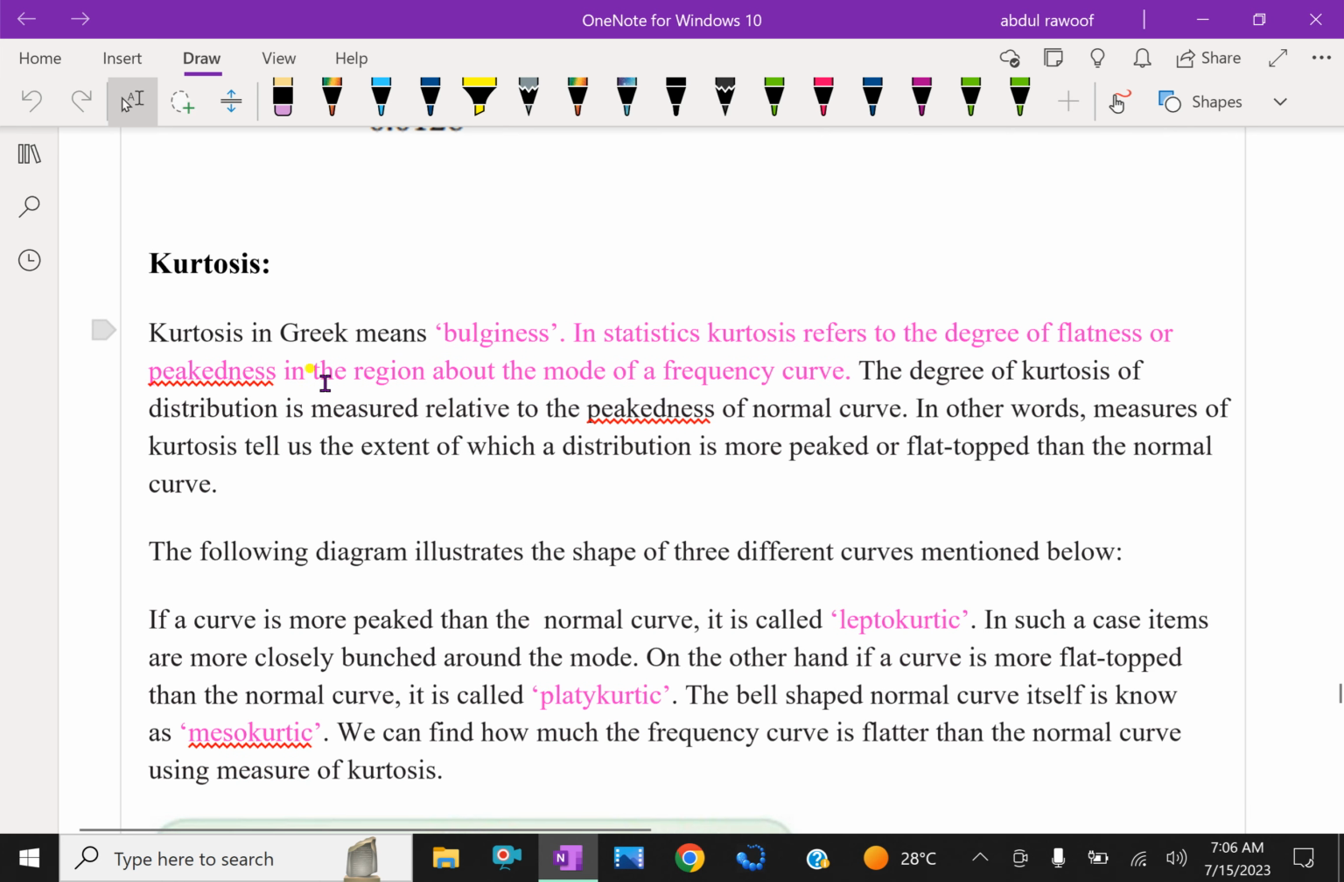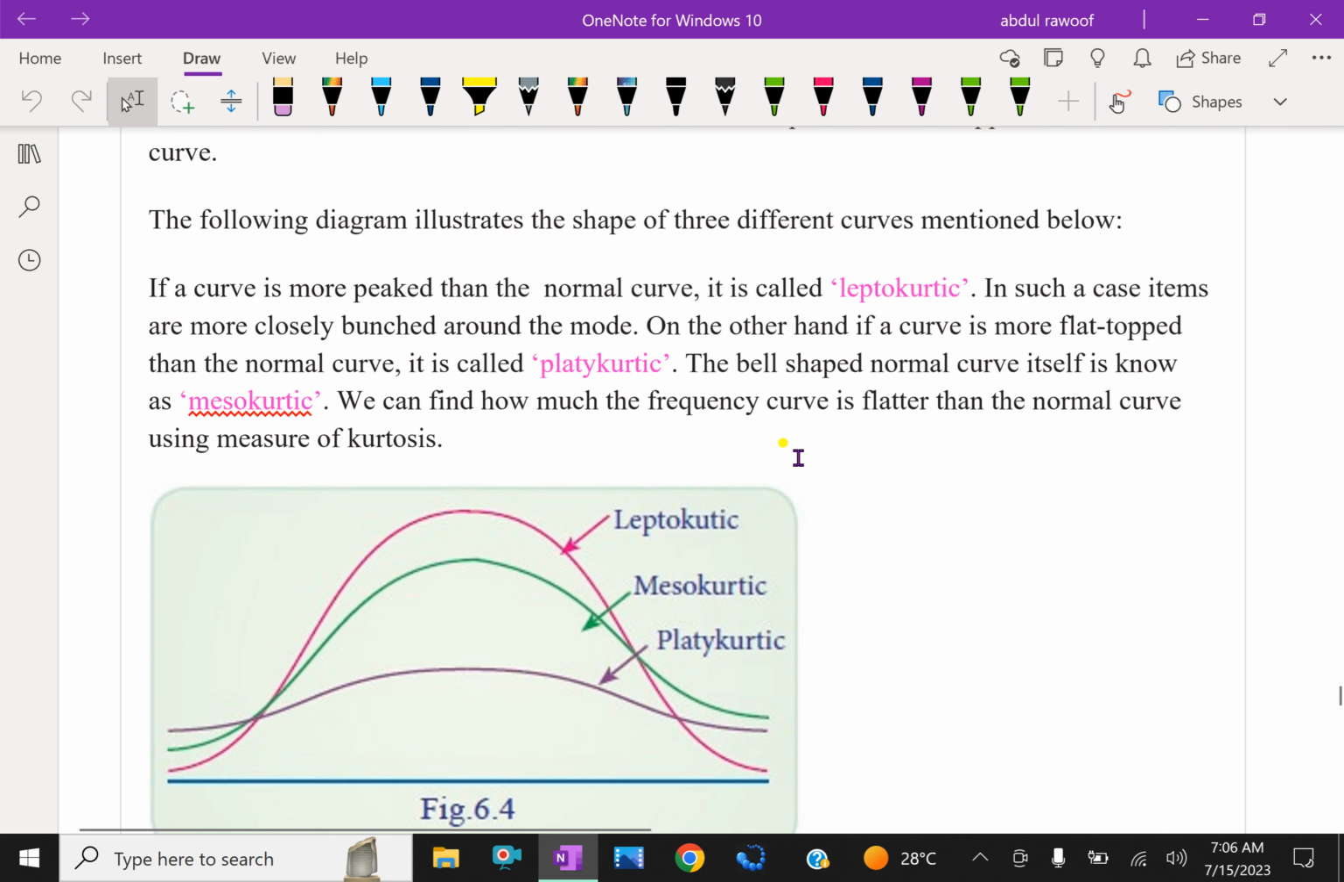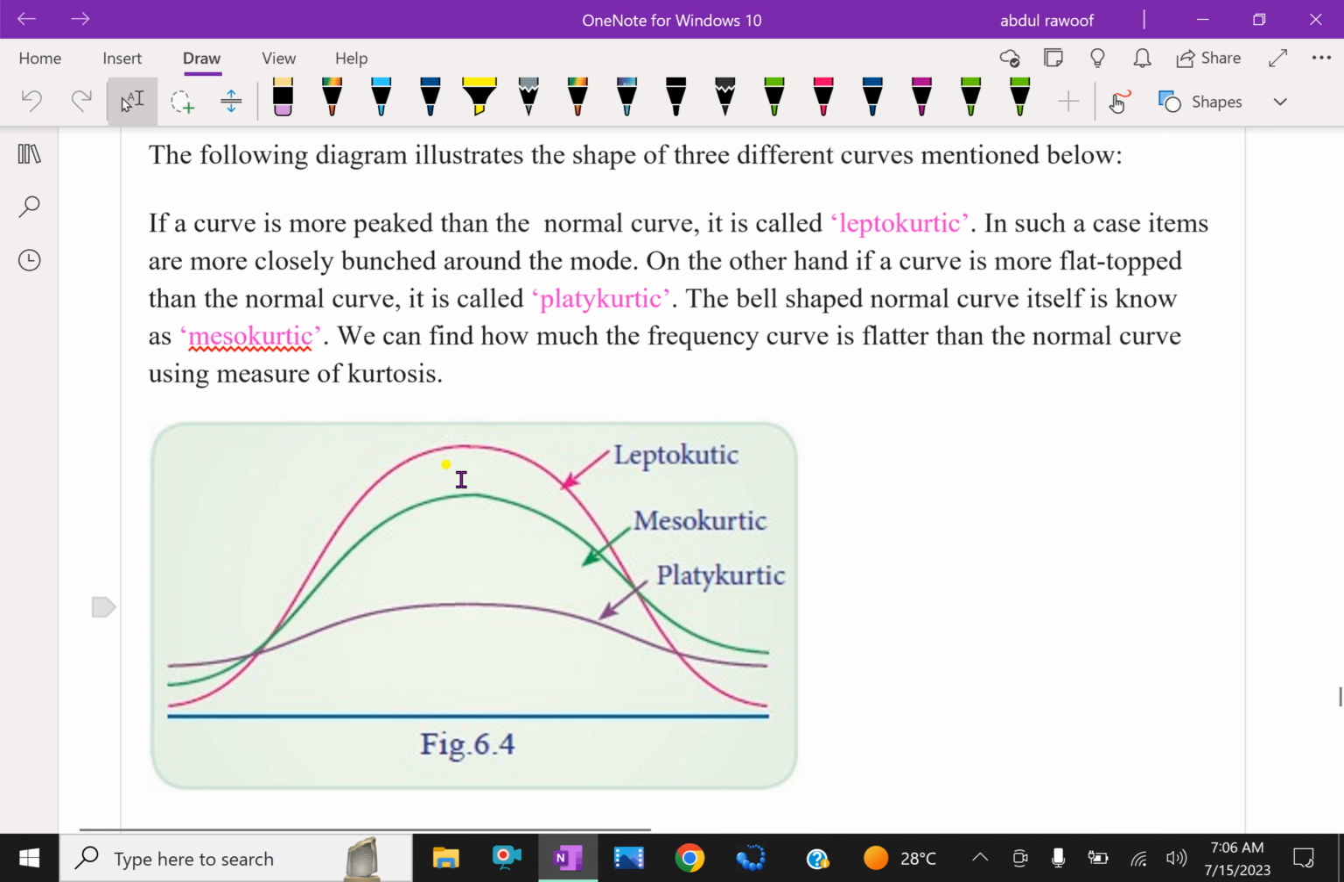Next we will discuss kurtosis. Kurtosis in Greek means bulginess. In statistics, kurtosis refers to the degree of flatness or peakedness in the region above the mode of a frequency curve. Look at this, the curve is bulging here, this is the highest point.